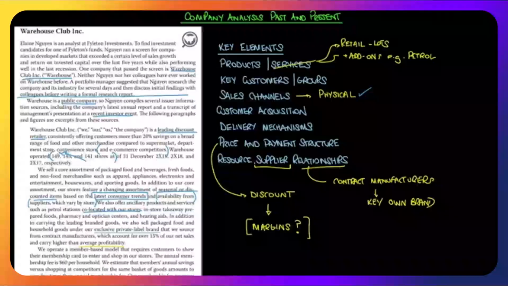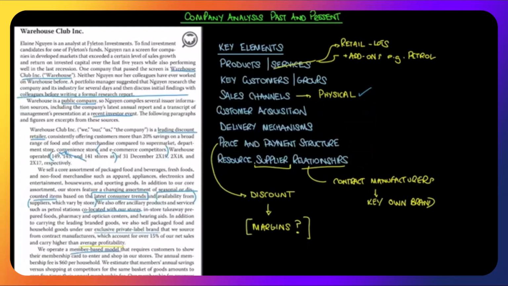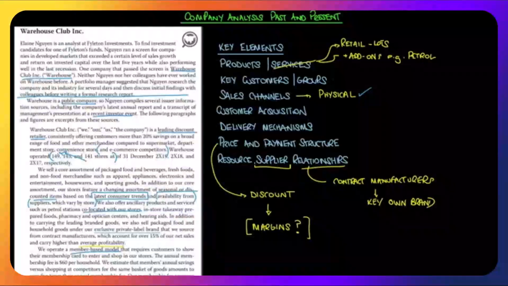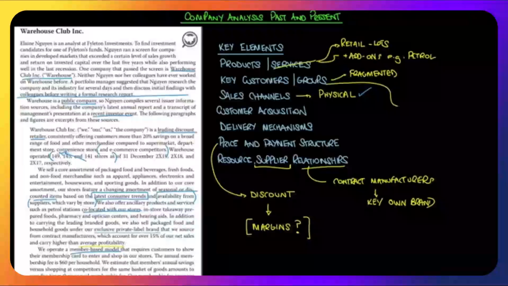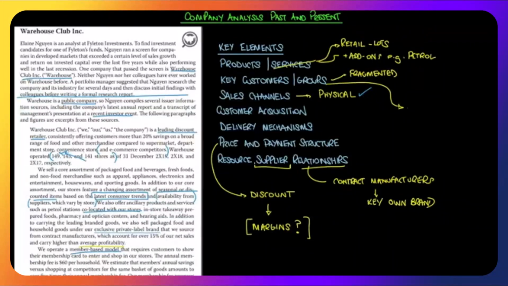We operate a member-based model. I'm thinking Costco here. Member-based model, but this is fictional, that requires customers to show their membership card to enter and shop in our store. So key customers and groups, let's be honest, this is retail. So people are walking in and buying stuff for their own household. So customers are definitely fragmented. There's no one huge customer group that can hold them hostage and say, we demand prices drop, because there's so many different customers.